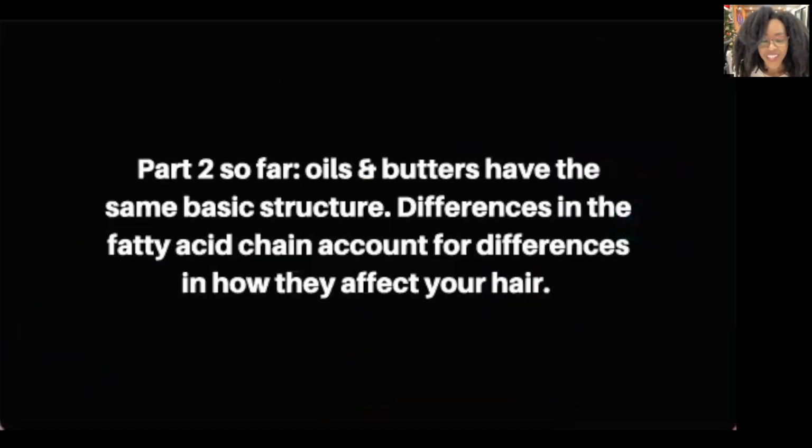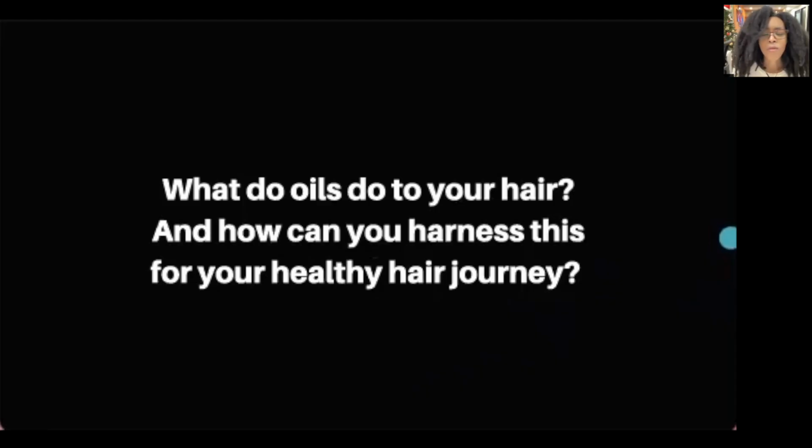So far, we've looked at a lot, but the main takeaway so far is just that oils and butters have the same basic structure, and differences in the fatty acid chain account for differences in how oils and butters affect your hair. But what do oils do to your hair, and how can you harness this for your healthy hair journey?